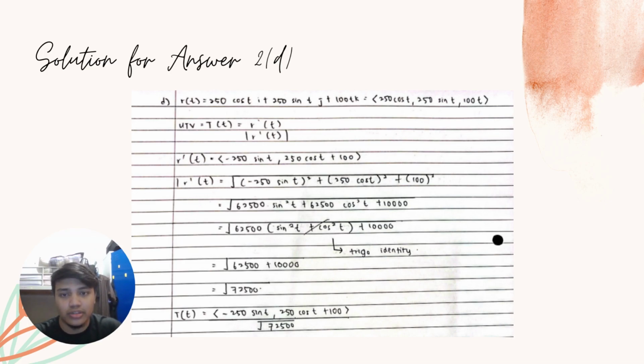Untuk dapatkan magnitude r prime (t), kita kena punca kuasakan total square semua, iaitu negatif 250 sin t kuasa 2 tambah 250 cos t kuasa 2 tambah 100 kuasa 2, punca kuasakan semua sekali. So jawapan yang kita dapat adalah 72500.